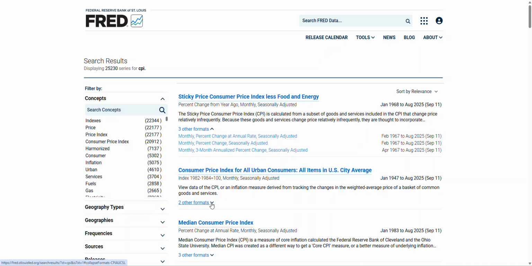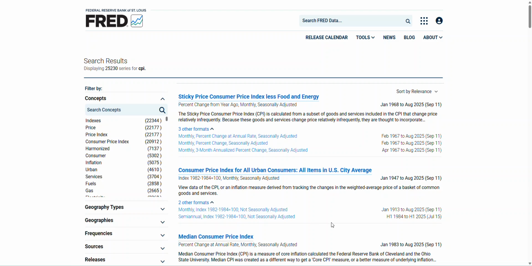And I notice there's two formats that I can pick up here. And notice that on these, they're both not seasonally adjusted, although the one here is seasonally adjusted. That makes a difference. It also tells us when the last update was, September 11th. I'm recording this on September 19th. And this semi-annual index and monthly index that are not seasonally adjusted, it goes all the way back to January of 1913. It's kind of interesting.